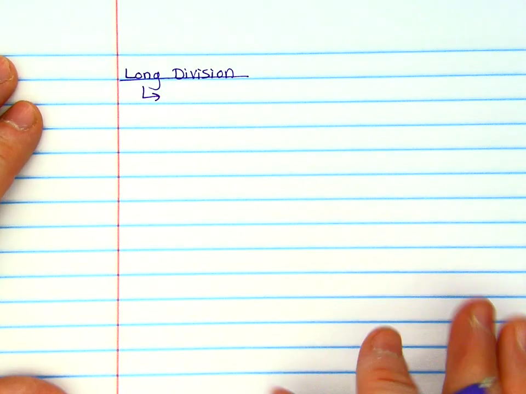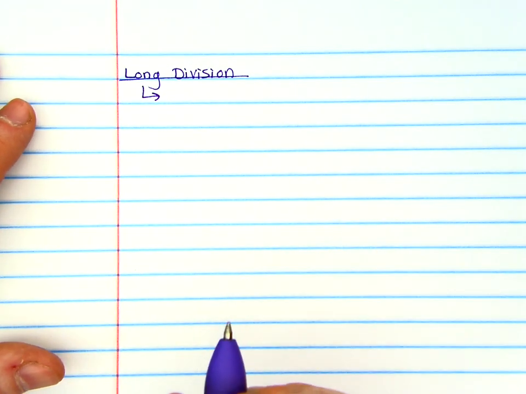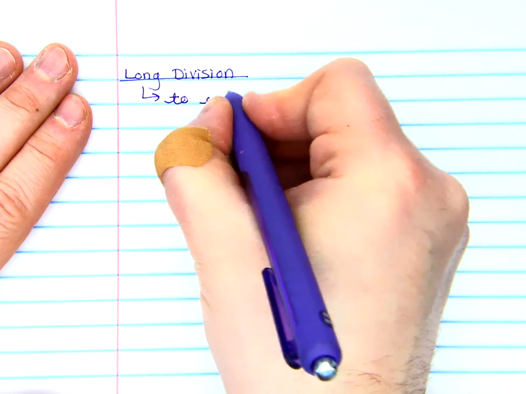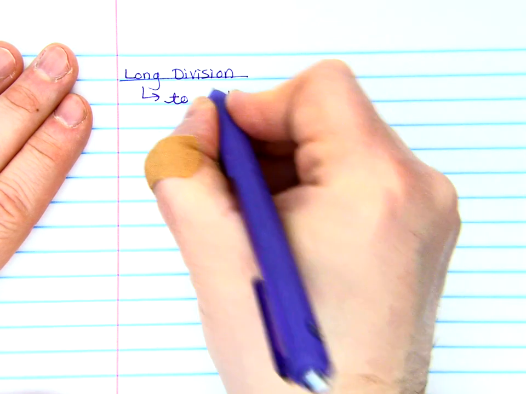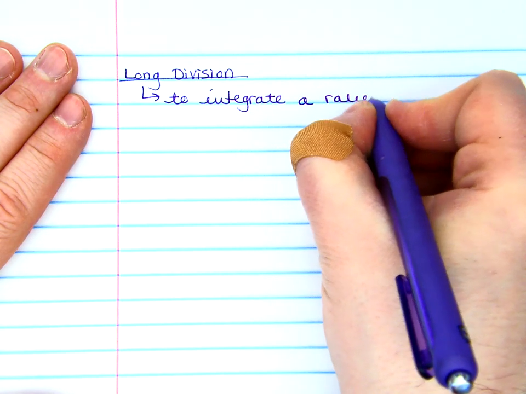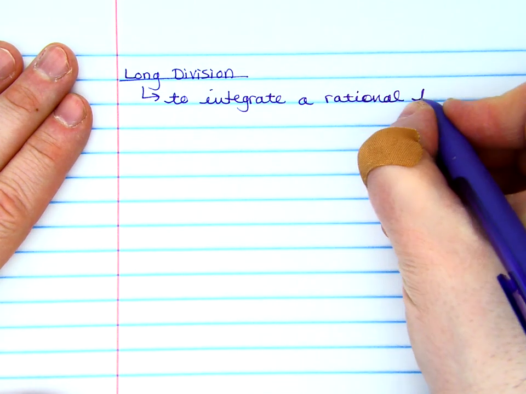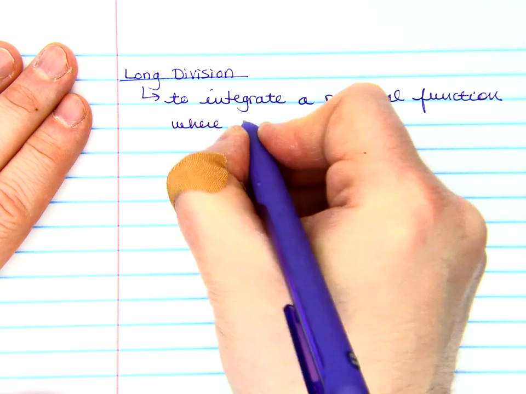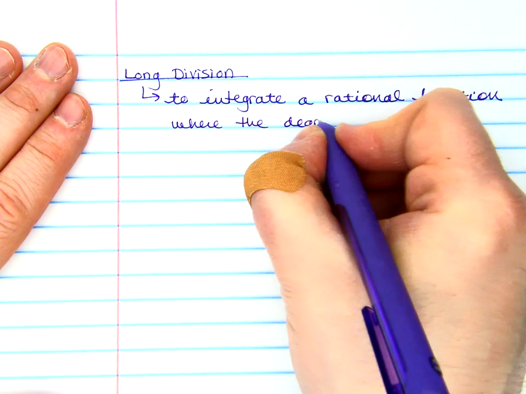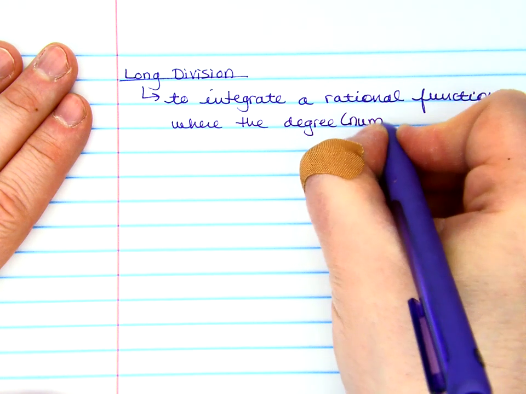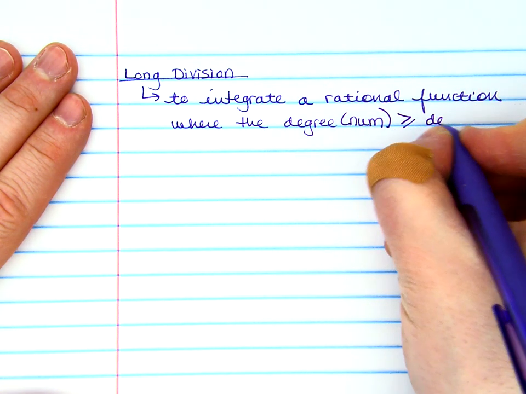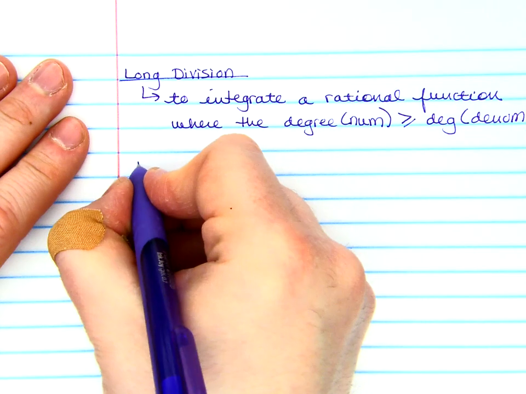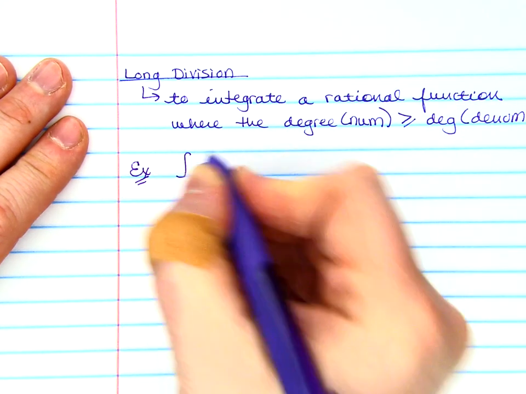Integrating using long division as a first step is what we're always going to do to integrate a rational function where the degree of the numerator, I'll use function notation here, is greater than or equal to the degree of the denominator, like that example I showed you. And now I think we can go and write that one down.